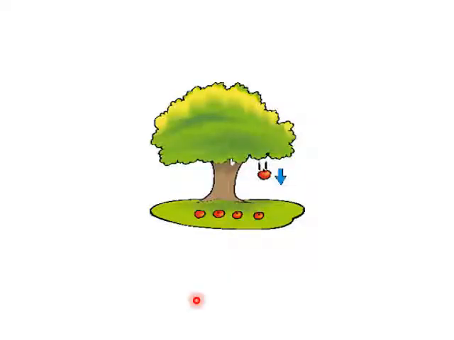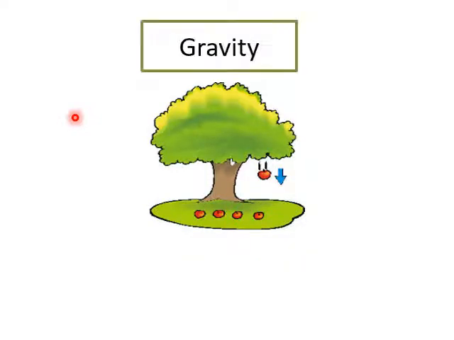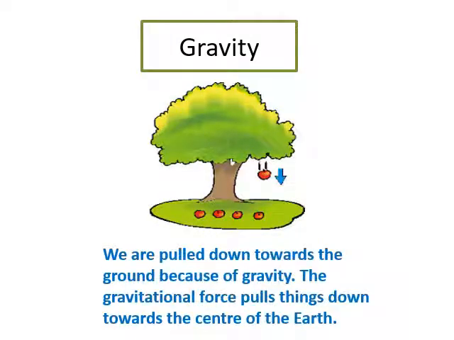Now we're going to talk about a different type of force. We're still talking about force, but we are going to learn about another type of force, which is gravity. Do you know that we cannot live without gravity? It's actually what makes us stand on the ground, and it's responsible for keeping everything around us in a steady state. Everything around us is pulled towards the ground because of gravity. So we are pulled down towards the ground because of gravity. The gravitational force pulls things down towards the center of the earth.